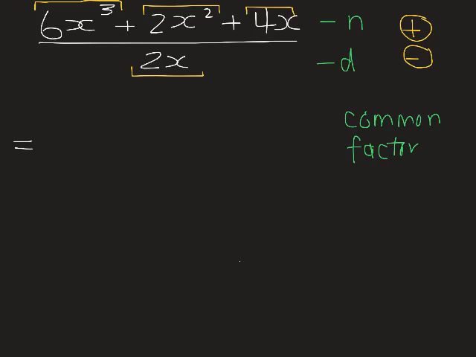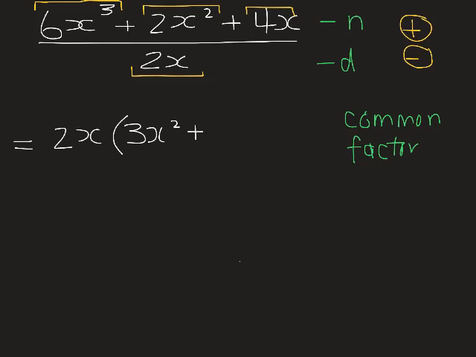So I look at the numbers, the values, 6, 2, and 4. The highest common factor there is the value of 2. And then I look at x cubed, x squared, and x, and I can see that the highest common factor there is going to be x. And so now what I do is I remove those or divide them from the terms that I have. So 6 divided by 2 is 3. X cubed divided by x is x squared, plus 2 divided by 2 is 1.